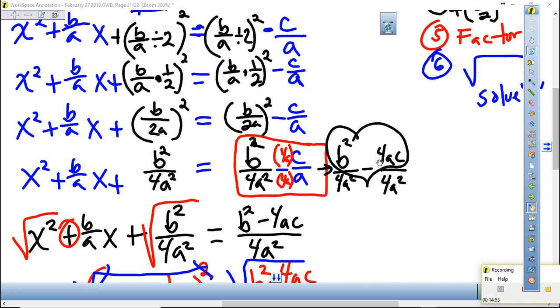Right here? It says b squared over 4a squared minus, and then we have 4a and 4a multiplying c over a. Yeah, because we need to multiply by 4a to get 4a squared, don't we? What is the denominator here? 4a squared. So what do we need to multiply the a by to get 4a squared? 4a.